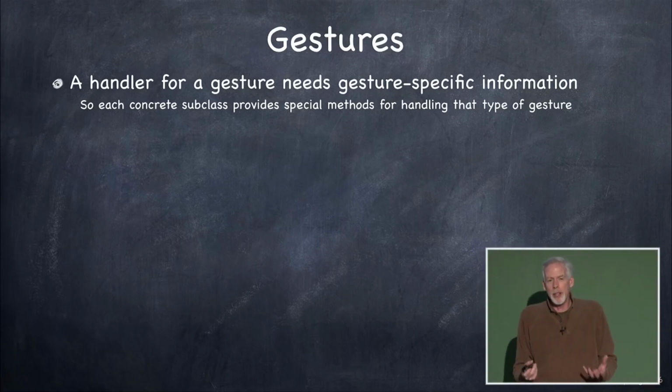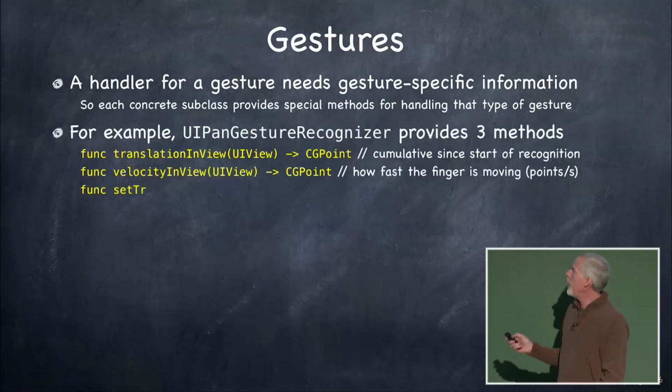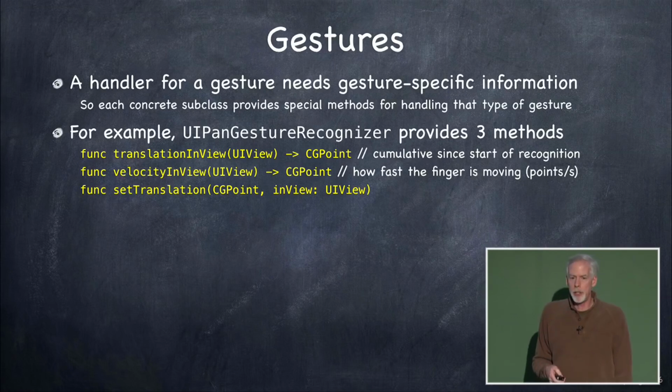To understand how we're going to implement such a method, we need to understand a little bit more about the concrete subclasses of UI gesture recognizer. So let's look at pan. UI pan gesture recognizer has a few methods on it that are specific to panning. For example, it has translation in view. It takes a UI view and tells you how far the pan has moved in that view's coordinate system. Which is exactly what you want for a pan, because you always want to know how far you've moved.